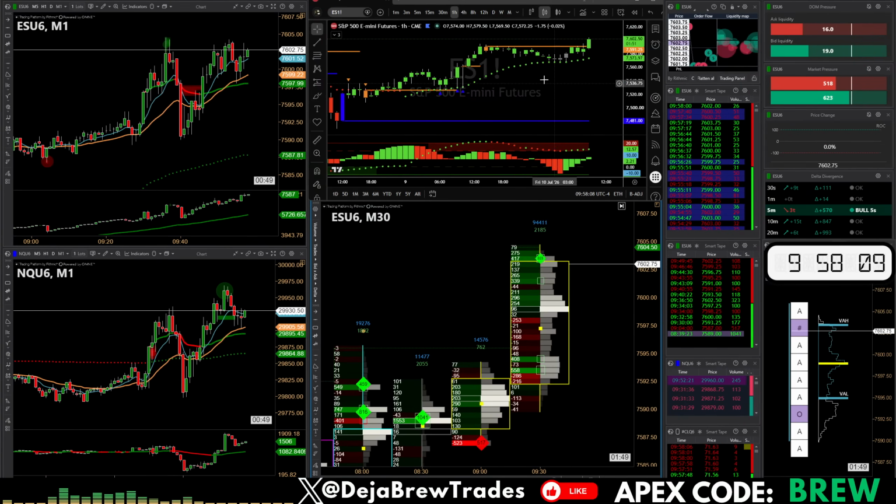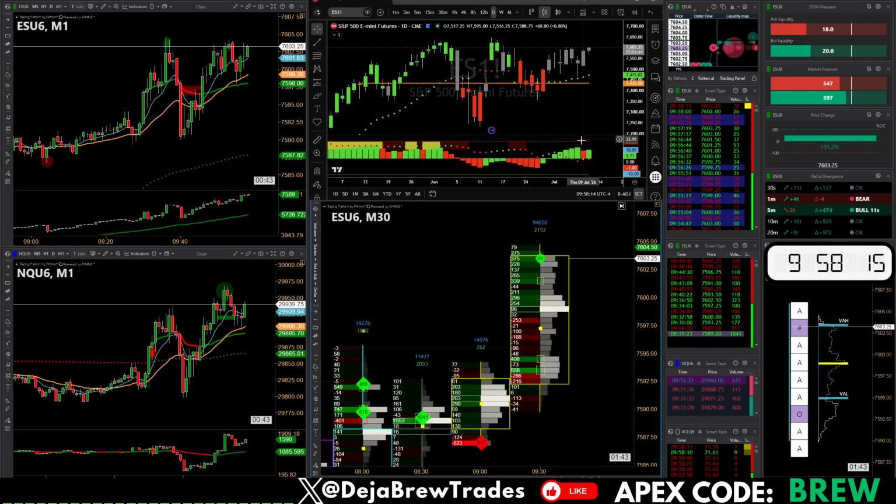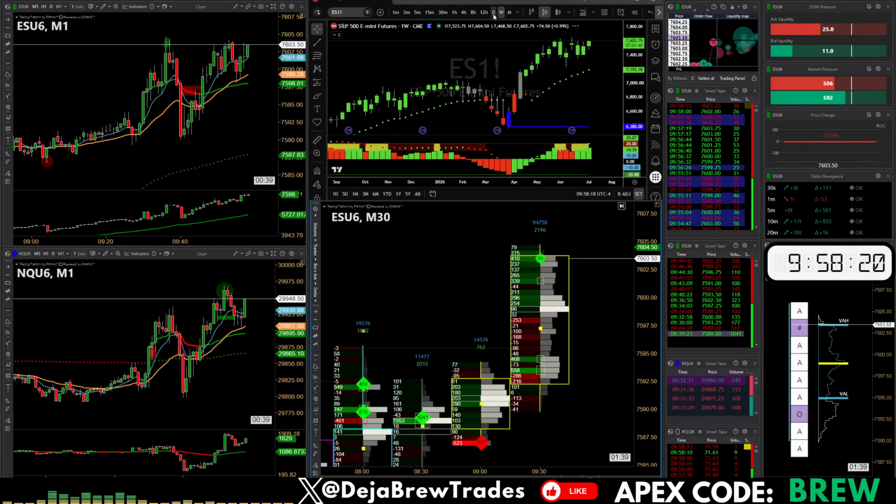How do the higher time frames look here? 4 hours still pinching, so still pretty bullish. And daily still kind of undecided, but leaning slightly bullish here.